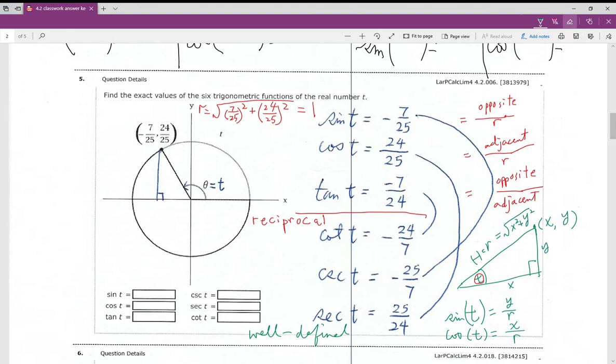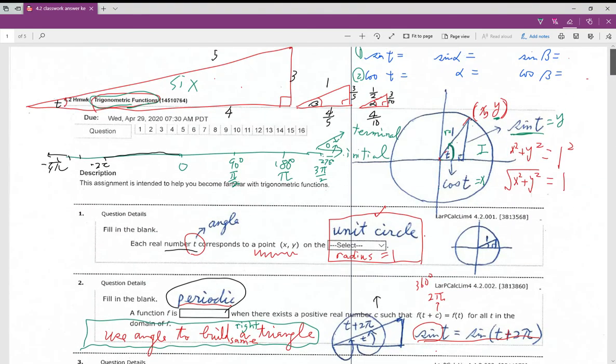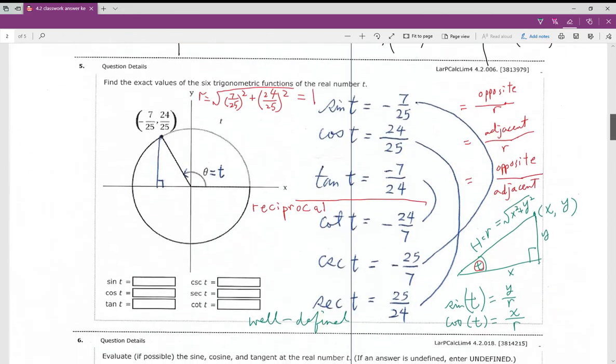So in the beginning, I said when our radius equals 1, then we have y divided by 1. Sine t basically is the y value if the radius is 1. If the radius is not 1, then we divide by r. And the cosine value will be x divided by r. If r is 1, then the cosine value will be the x coordinate. Now, again, let me go back to the real definition.